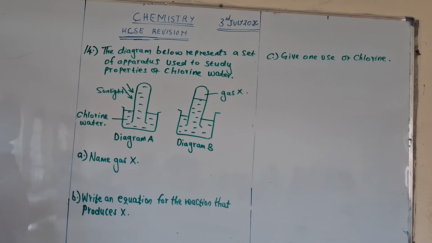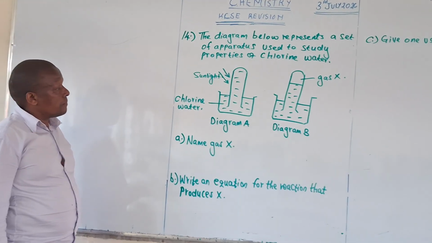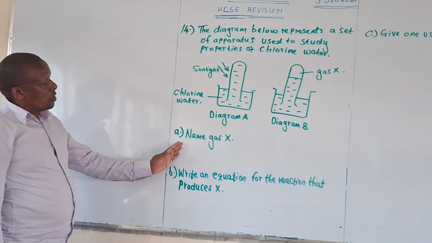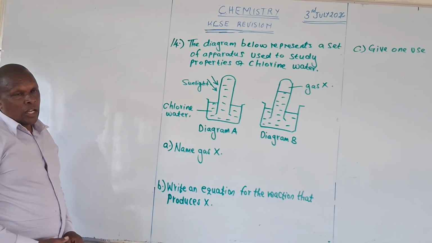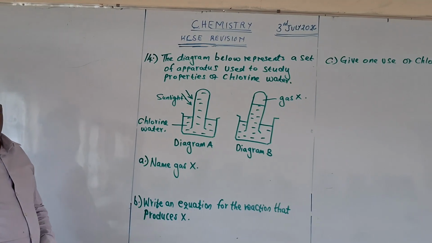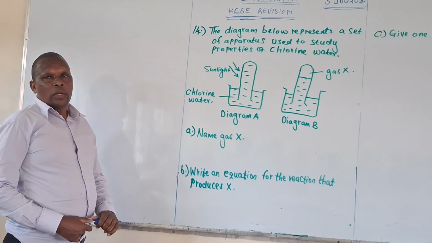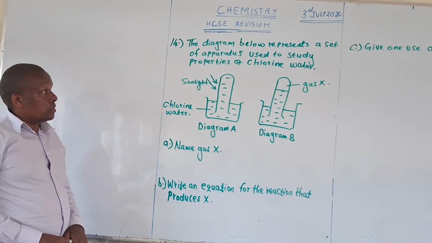Number 14. The diagram below represents a setup of apparatus used to study properties of chlorine water. Then you are being told to name gas X. Now, before we look at that, we need to understand that this question comes from chlorine and its compounds, which is a Form 3 question.